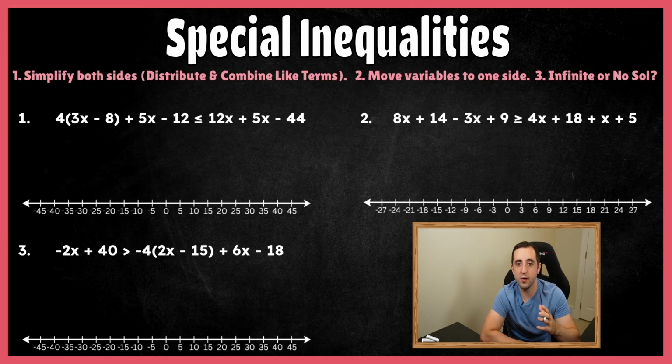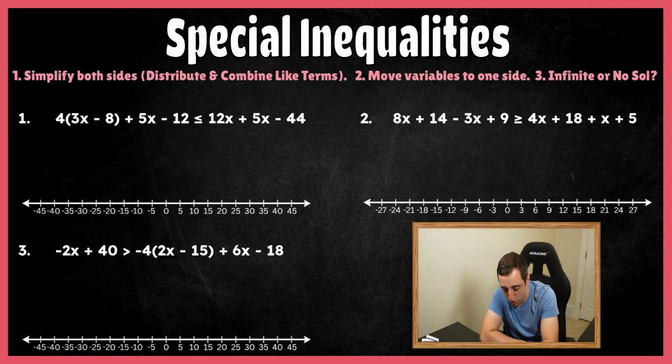Now, just because we're dealing with special scenarios like infinitely many solutions or no solution at the very end, does not mean we change the process of how to solve these. We first always want to check to see, can you simplify anything on the left and the right side of the inequality symbol? That means distributive property, combining like terms. So let's go ahead and see if we can simplify anything for number one.